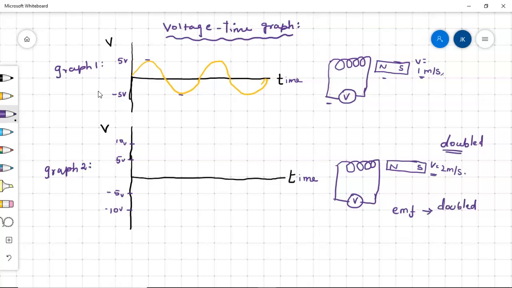Before it was 5 volts. Now it will be 10 volts because the speed is doubled. Here we have another factor to be noticed, that is the frequency. As you increase the speed, the frequency with respect to time is also doubled.